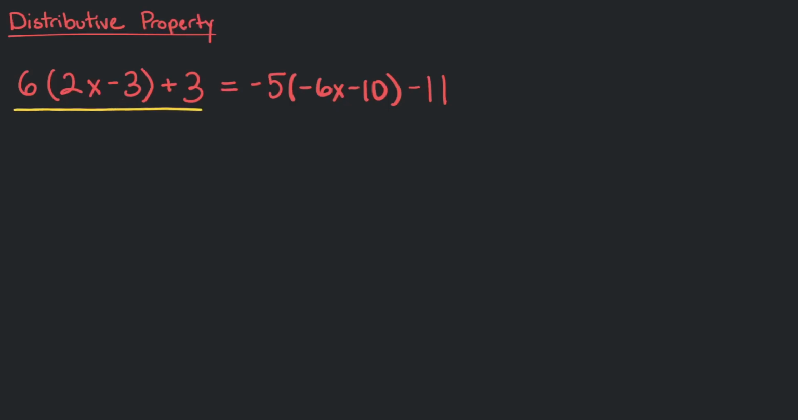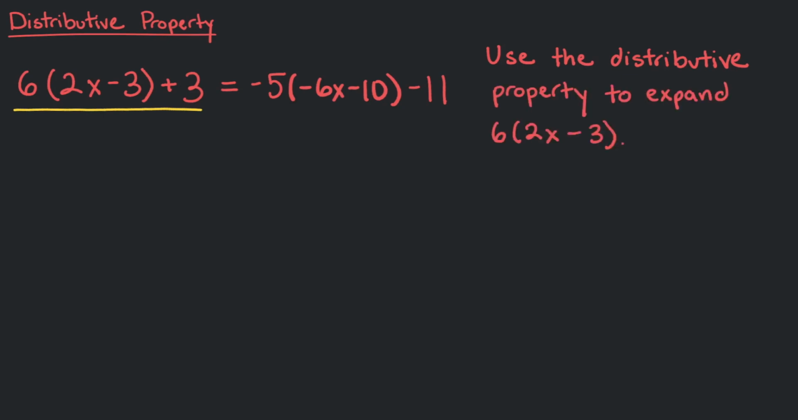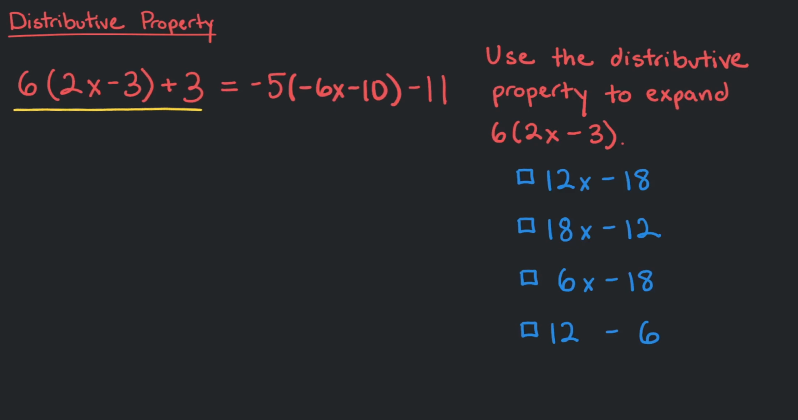Let's focus on the left side of the equation. Use the distributive property to expand 6 times 2x minus 3. That's right. I'm going to rewrite this distributive problem like this: 6 times 2x plus negative 3. This will help us understand subtraction as another form of addition to keep track of the negative signs.